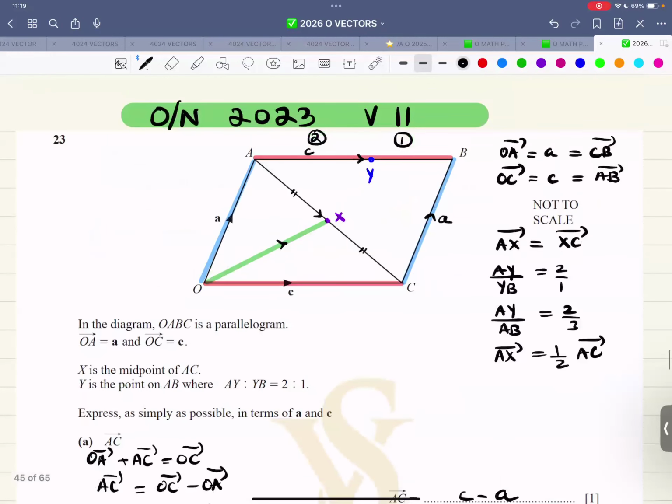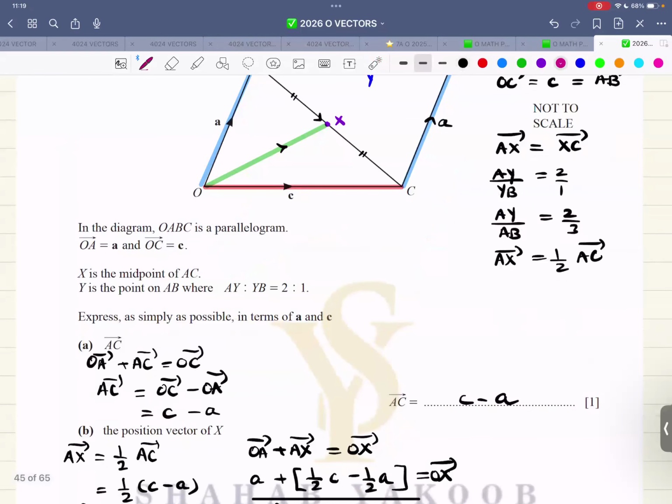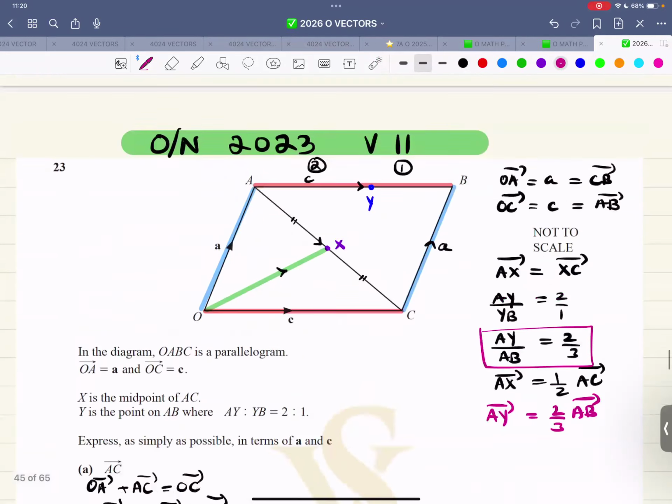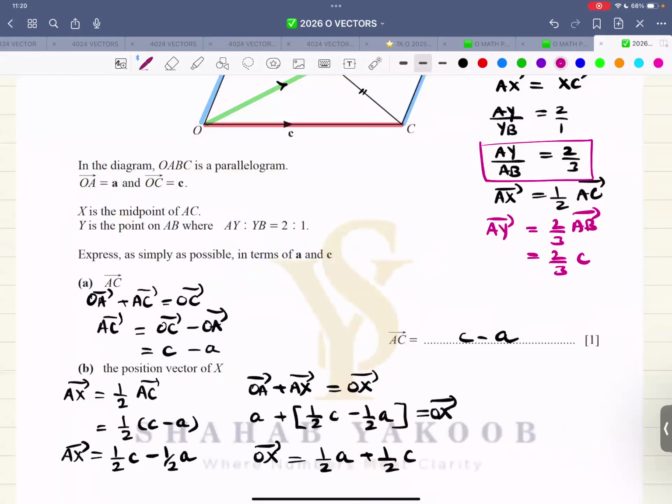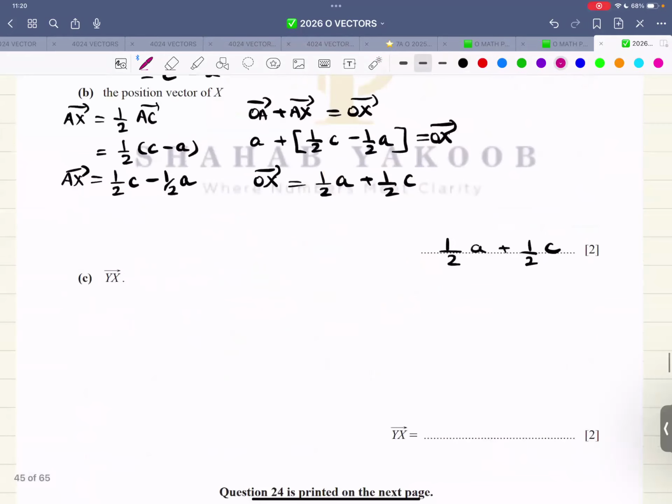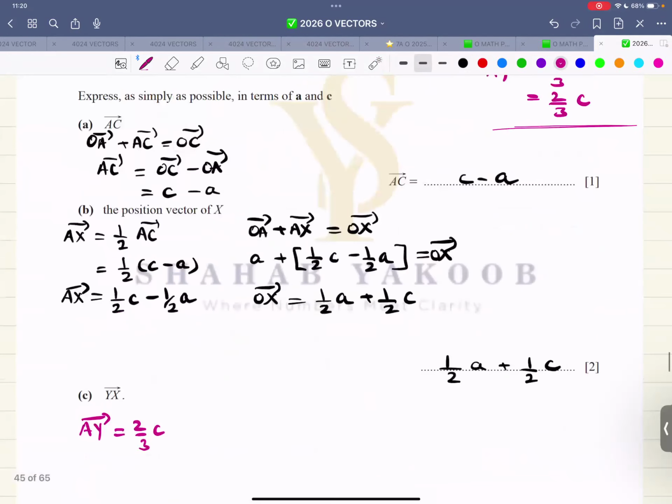YX. How can you go from Y till X? So now let me first find AY. AY from here, that is 2/3 of AB. So let me focus on this. Therefore, AY is 2/3 of AB. AB is the same thing as C. So that is 2/3 C. So AY is 2/3 C.